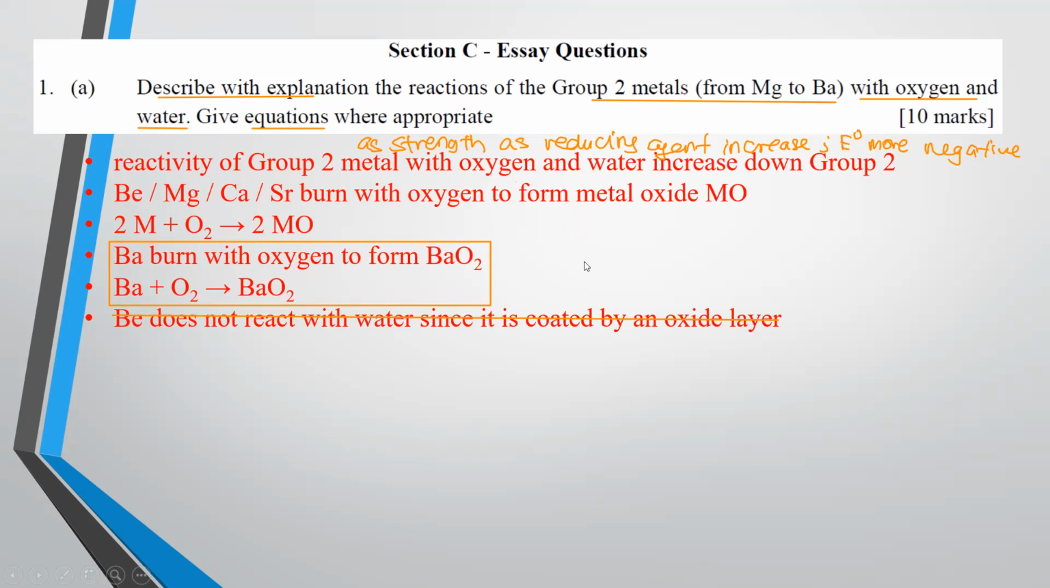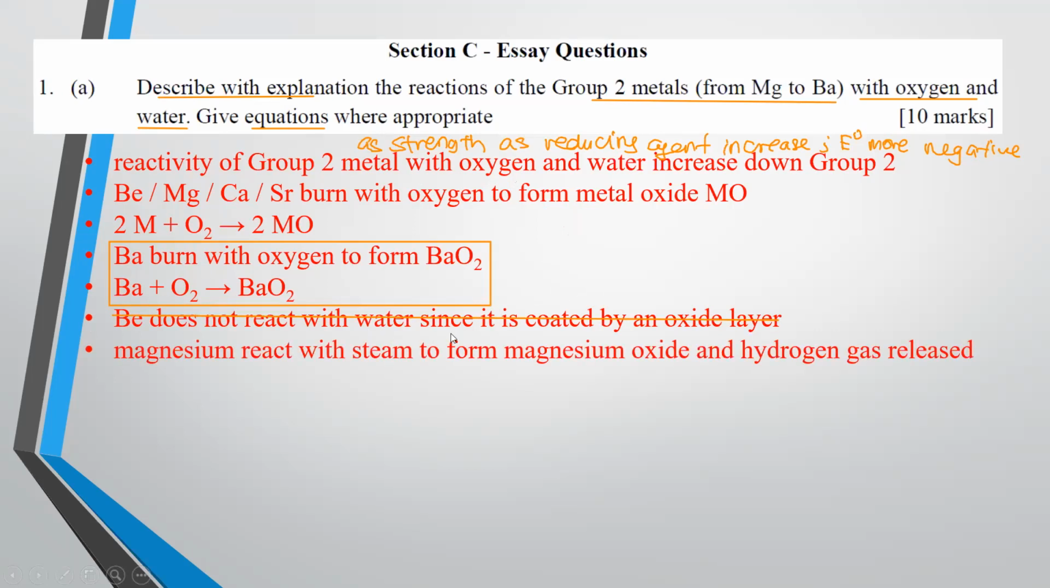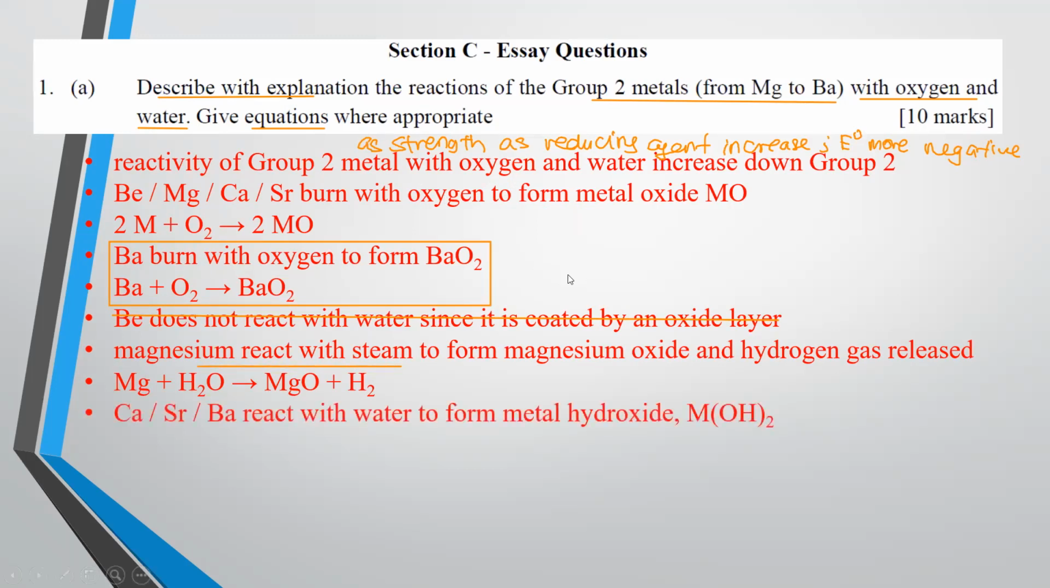Okay. So magnesium reacts with steam to form magnesium oxide and hydrogen gas. Okay, so this is the equation that you have to write. Specifically you must mention that magnesium reacts with steam in here. Okay, so these are the key points. And then calcium, strontium, barium react with water to form metal hydroxide. So M plus 2H2O gives M(OH)2 plus H2.